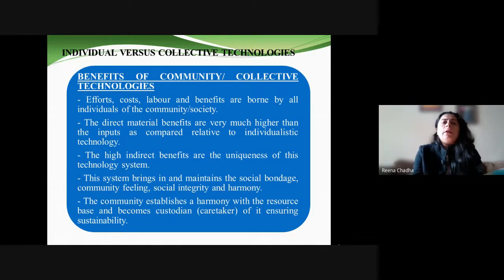Then if you compare individual versus collective technologies, the benefits of community or collective technologies are different. For example, the efforts, cost, labor, and benefits are borne by all individuals of the community and society. So it is not an individual who is getting the benefit from that project. Even the asset, even the land, the location of the pond, is under the control of the community asset, under the Shamlat land. Then there is no other option. You have to go for community and collective technologies.